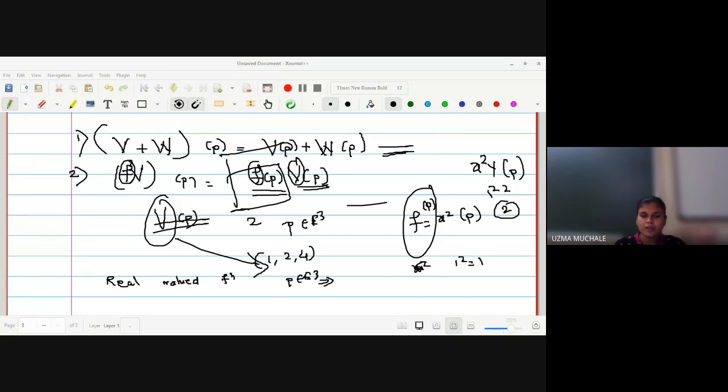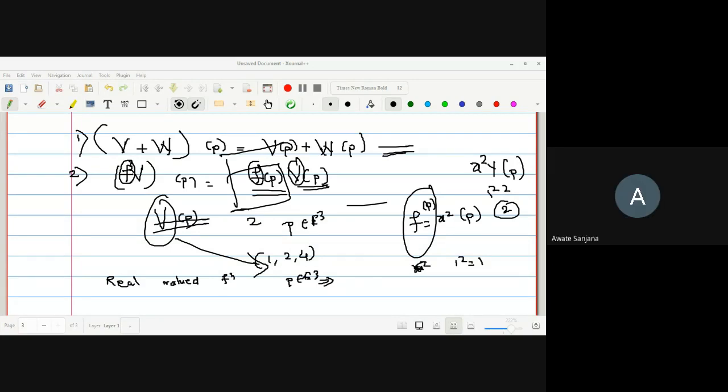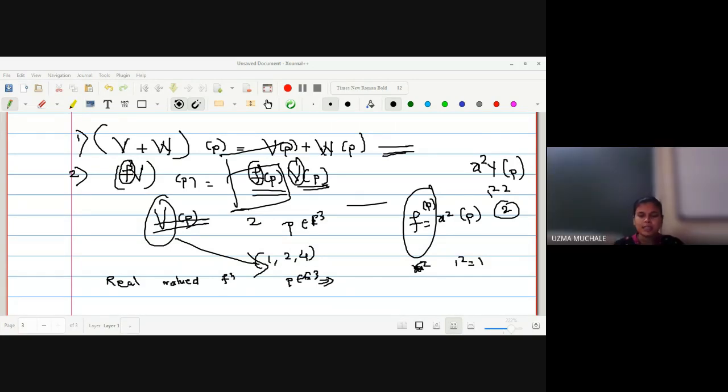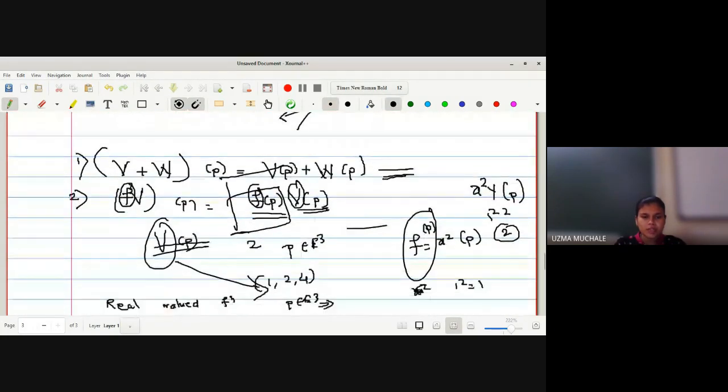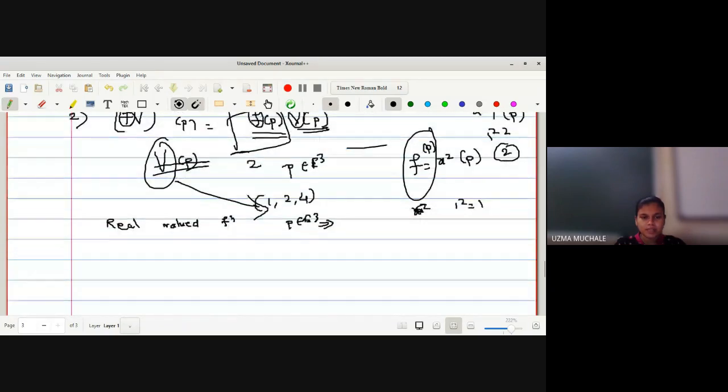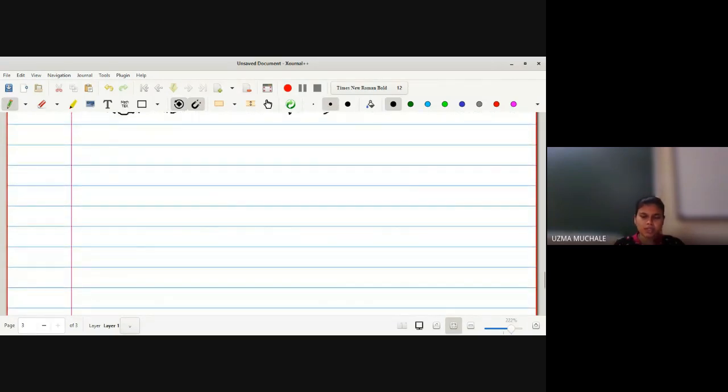Take any real valued function, take z square. The value of z square at 4 will be 4 square, that is 16. So this is again a scalar. So this is what we have defined. What is a vector field? The first one is vector addition on a vector field, and the second one is scalar multiplication.